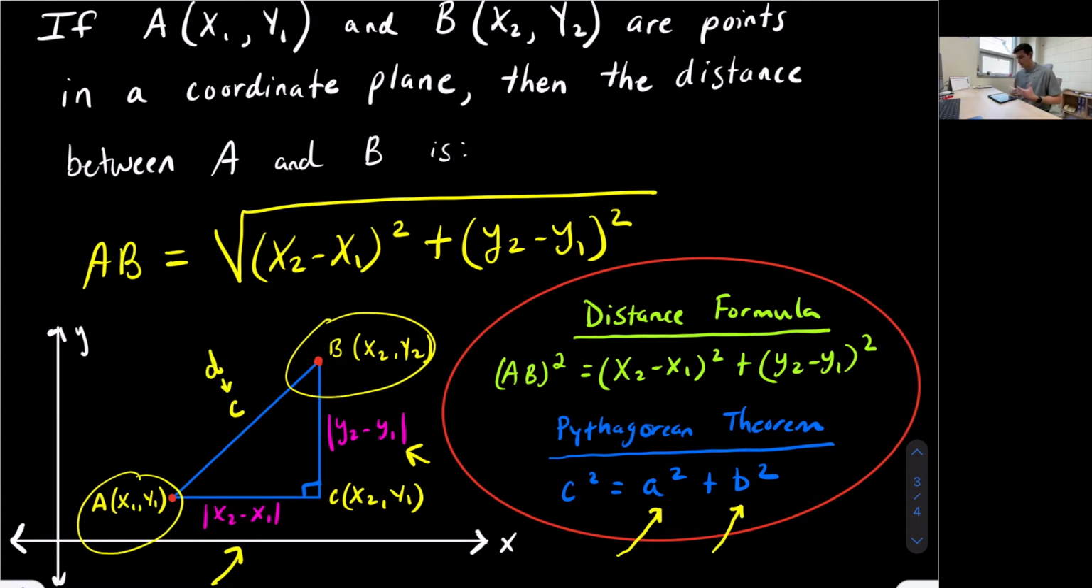And so that is where this formula comes from, because our distance would be AB. So we would say AB squared is equal to the difference in my x values squared plus the difference in my y values squared. So then we would just take the square root of both sides, and that's where our distance formula comes from. So now let's take a look at one example.